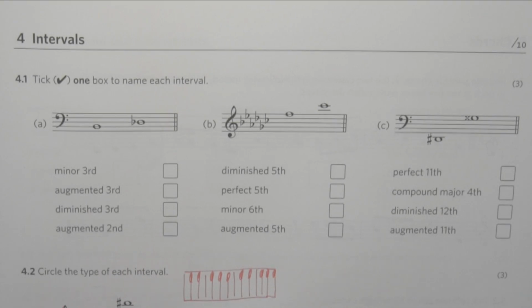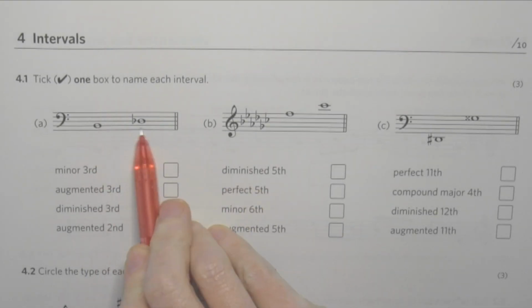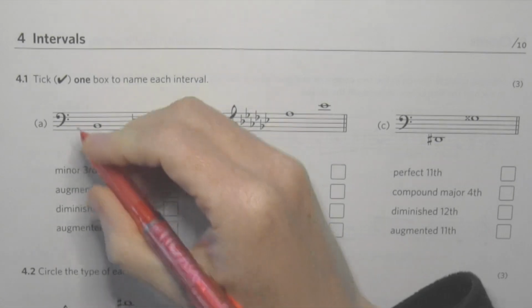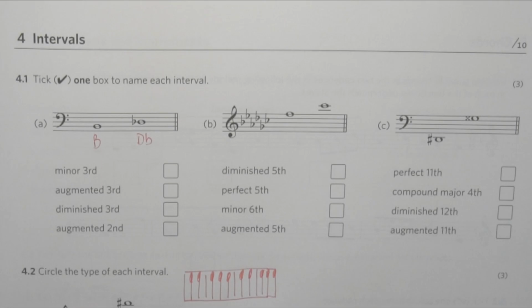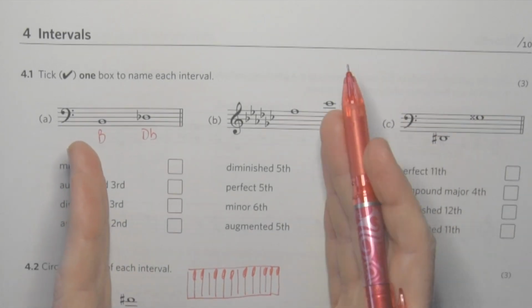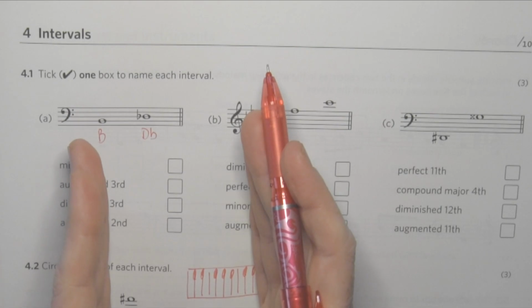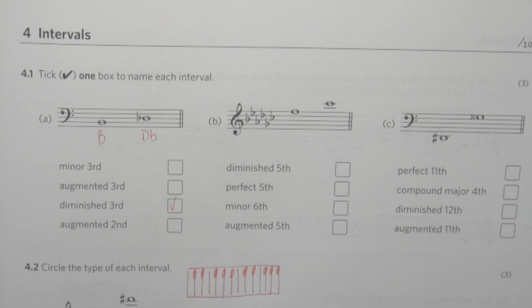This is a third because 1, 2, and 3, there are 3 steps between these notes. This is C and this is Re flat. A major third should be made up of 2 tones. From B to D flat is only 1. So it means that the interval is not major, it's not minor, but it's 1 step further, so it's diminished.